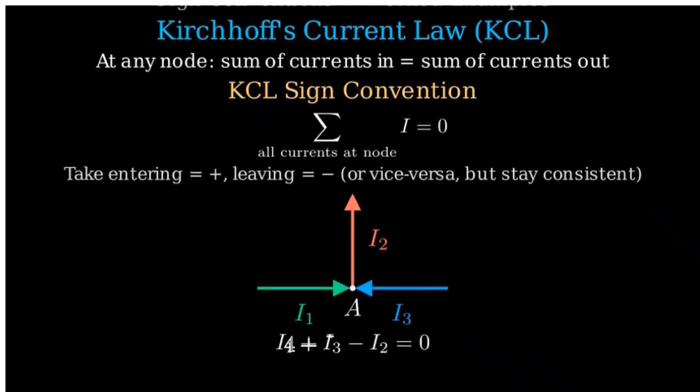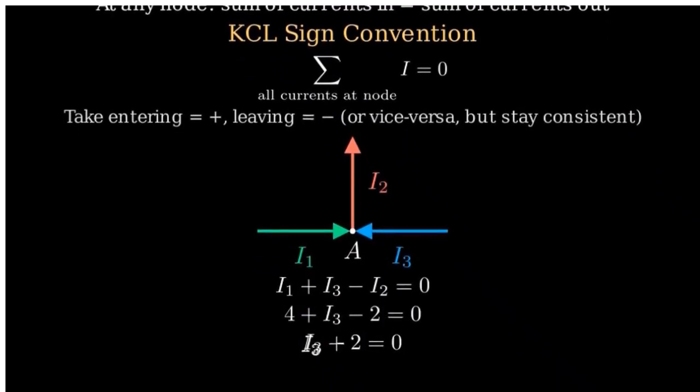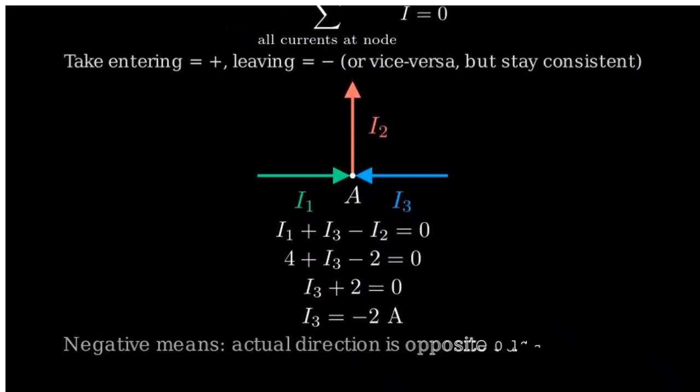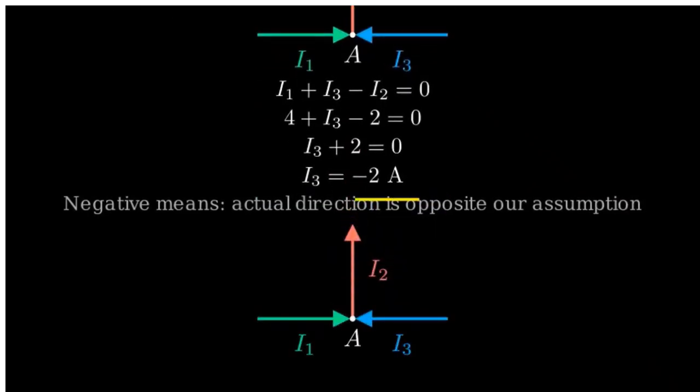Worked example for KCL at node A. Suppose I1 equals 4 amperes entering, I2 equals 2 amperes leaving, and I3 is unknown but assumed entering. Our sign choice is entering positive and leaving negative. So we write I1 plus I3 minus I2 equals 0. Substitute values: 4 plus I3 minus 2 equals 0. So I3 plus 2 equals 0, which gives I3 equals negative 2 amperes.